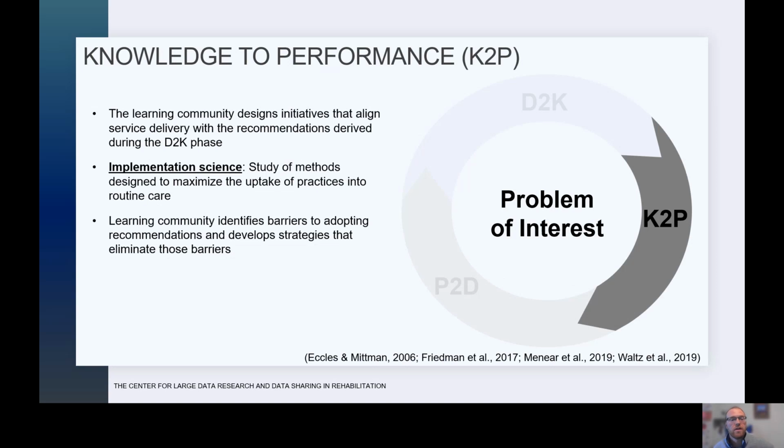Next, the knowledge to performance phase. The learning community designs initiatives that align service delivery with the recommendations derived during the data to knowledge phase. So this is where implementation science comes in real handy. For those of you who are not familiar, implementation science is the study of methods designed to maximize the uptake of practices into routine care. So the learning community can use implementation research concepts to identify barriers to adopting those practice recommendations and develop strategies that eliminate those barriers and ensure that providers are adopting the recommendations that, through the data to knowledge phase, we've identified as capable of improving care.